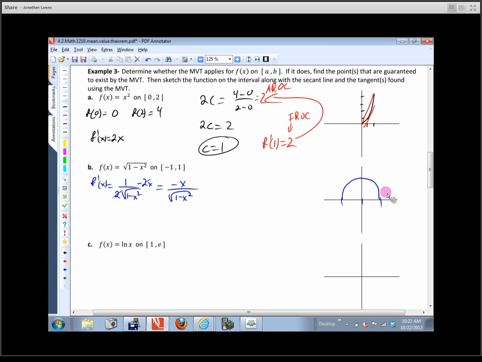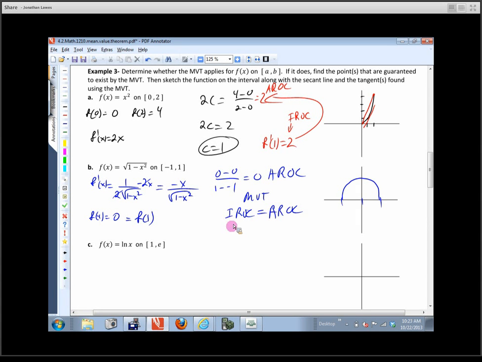Okay? Let's check the function values. What's f of -1 and what's f of +1? If you plug in a -1, you get 0, and that happens to be the same thing as if you plug in a positive one. So the function values in both cases are 0. Then what's the average rate of change? Average rate of change is 0. So there's the average rate of change. And again, what the mean value theorem does is it relates the instantaneous rate of change, the derivative, to the average rate of change.